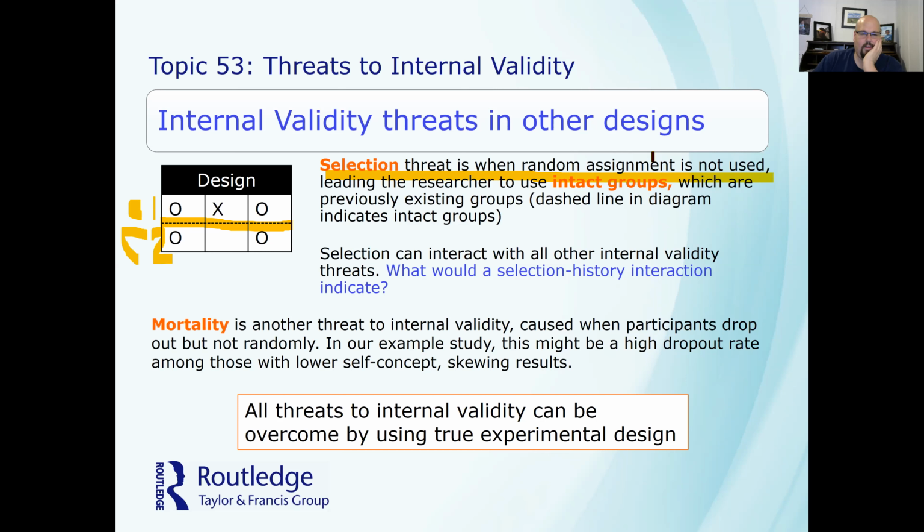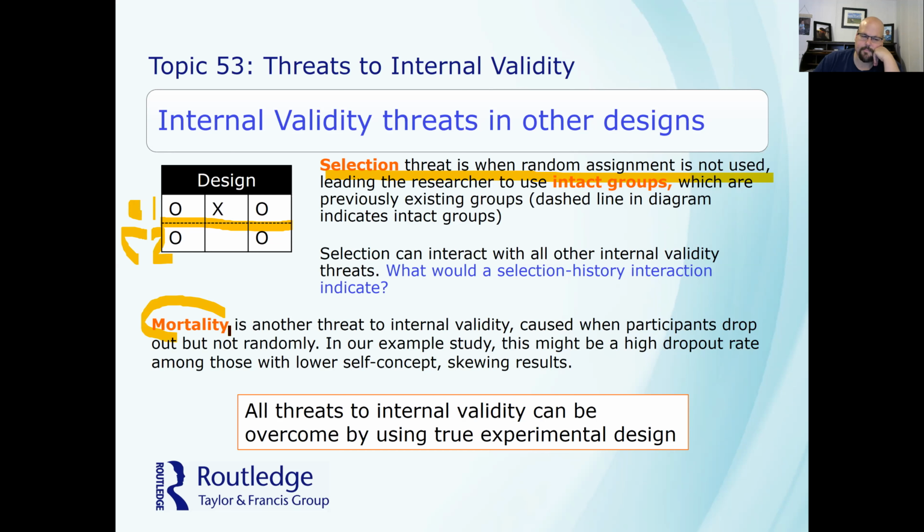I now have an intact selection group. Everybody here is selected to be in that group. Everyone here is selected to be in that group. My differences between the two situations may not be the technique. It may be the fact that people selected to be in group 1 or group 2. And that causes problems. Or the fact that this is an intact group and this is an intact group, and they have different effects on them.